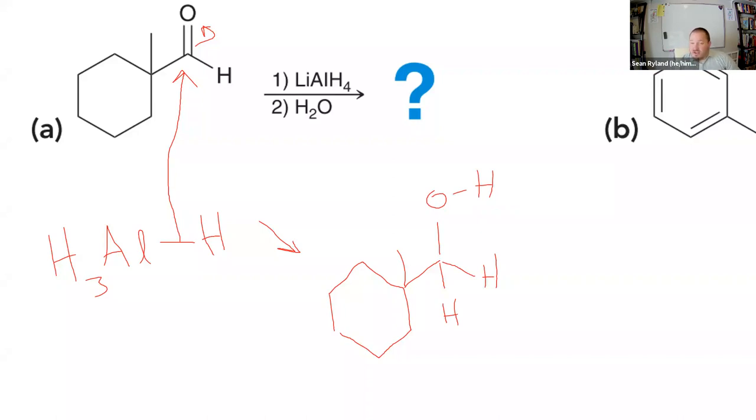All right, the oxidation state on the oxygen doesn't change though, right? Because the oxygen was negative two before and it's still more electronegative than anything else on there. So the oxygen's still going to have an oxidation state of negative two.